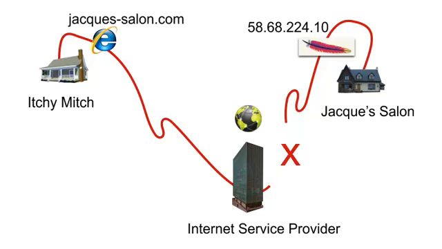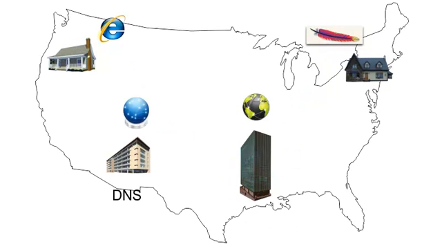So in this diagram, we see that when Itchy Mitch submits his request for JacquesSalon.com to his Internet Service Provider, the connection cannot be made, because generally speaking, an Internet Service Provider is not equipped to make the conversion from JacquesSalon.com to the IP address 58.68.224.10. In practice, that conversion is made by a service known as a domain name server.